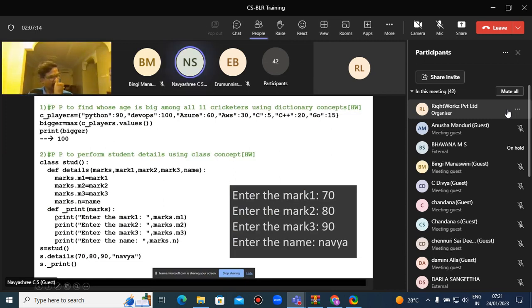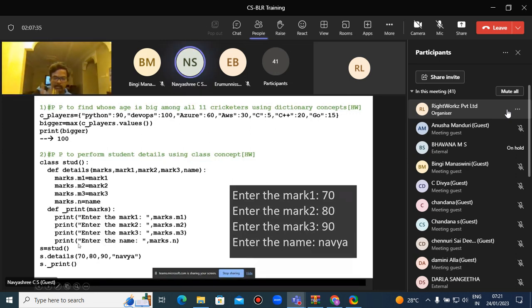Here I have used def print of marks, so it is going to print the marks. These are the print statements. It will ask in the console, and it will print marks 1, mark 2, mark 3 and the name of the student by this code, these print statements.